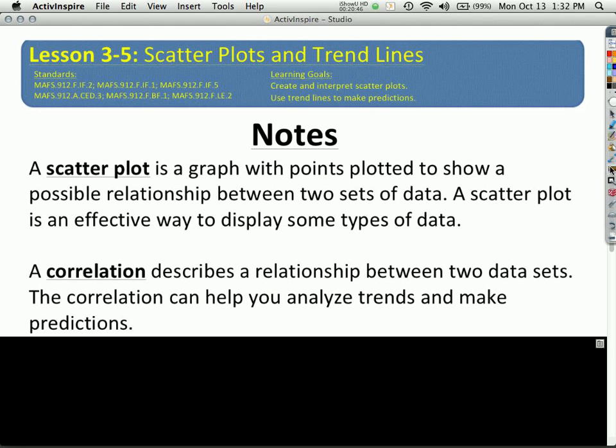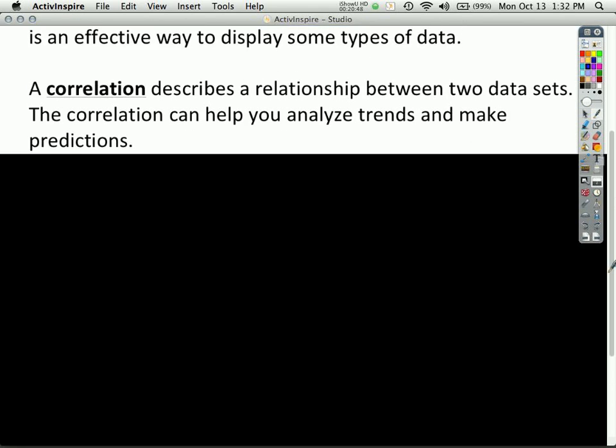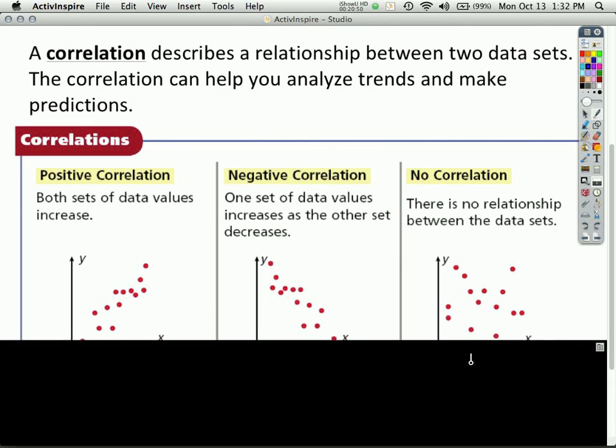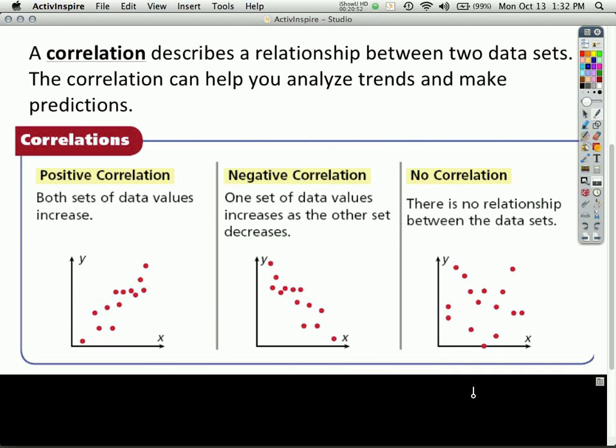So there are 3 types of correlations. They are positive, negative, and no. A positive correlation, a negative correlation, and no correlation. So what I have here are just kind of made up sets of data. It's done on purpose. Okay? So we're not looking at specific pieces of information. We're just looking at kind of a pattern.